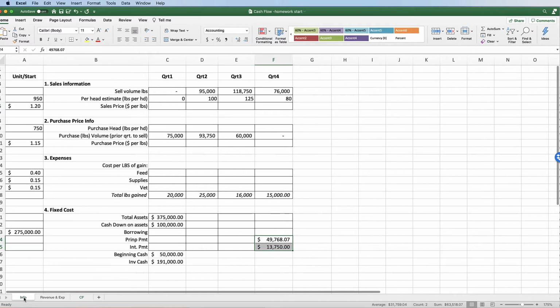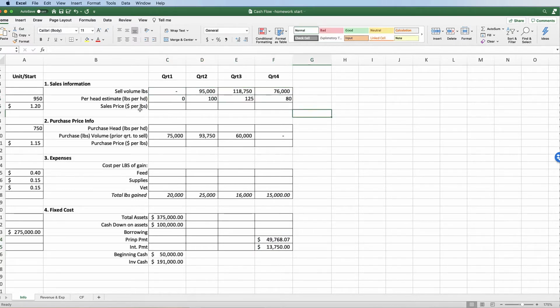All right, let's go back to the info sheet. There's a few things we can calculate right here on this sheet to make it simple. Let's look at income. Well, it looks like over here we're selling at $1.20 for every pound. And in quarter one, if I were to write a formula, we're selling nothing in quarter one, so there's really nothing here to write. Let's go to quarter two. What are we selling in quarter two?